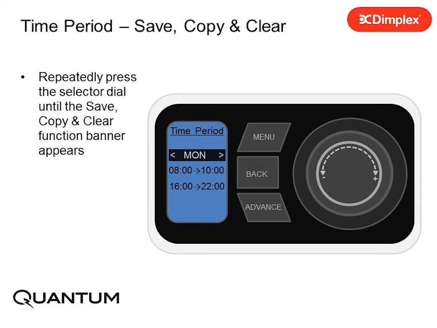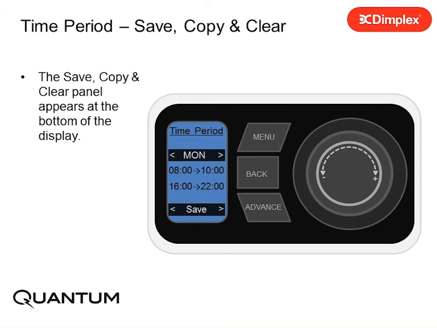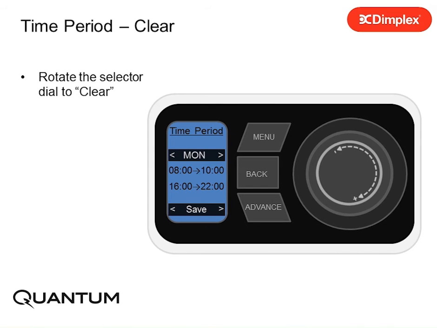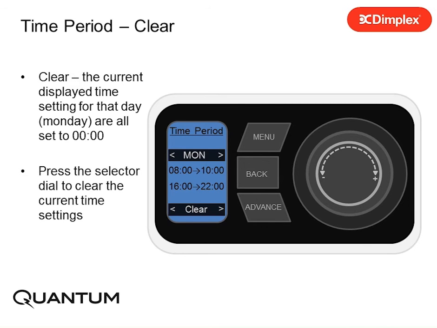Repeatedly press the selector dial until the Save, Copy and Clear function banner appears. This is at the bottom of the display. Rotate the selector dial to Clear. The current displayed time settings for that day, Monday, are all set to 0. Press the selector dial to clear the current time settings.